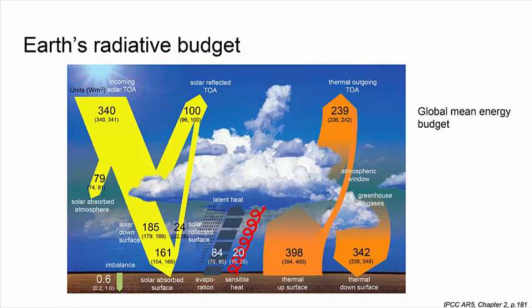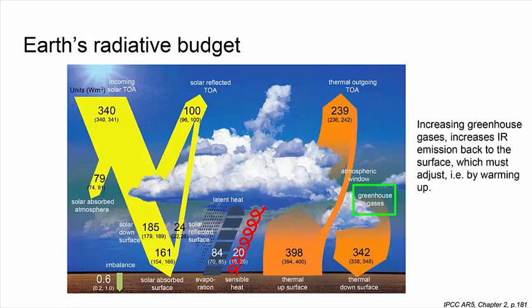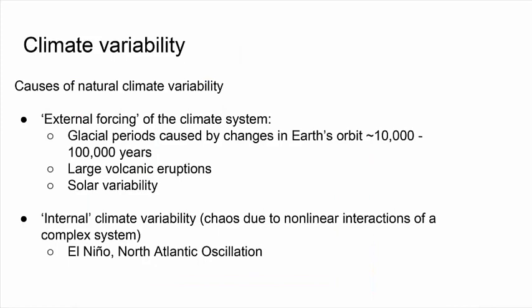And so we can see here that if we add greenhouse gases to the atmosphere, it's going to be radiating more energy back down to the surface, and then in turn the surface has to adjust by warming up to emit it back out. All right. With that, we'll move on to the next section, which has to do with climate variability.